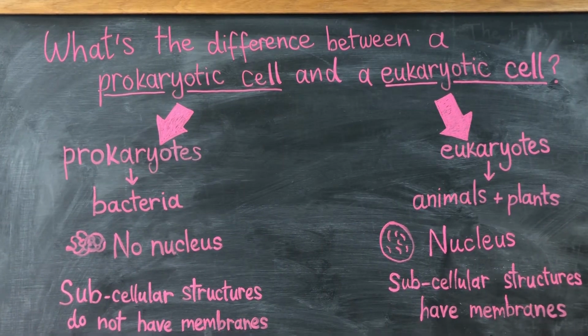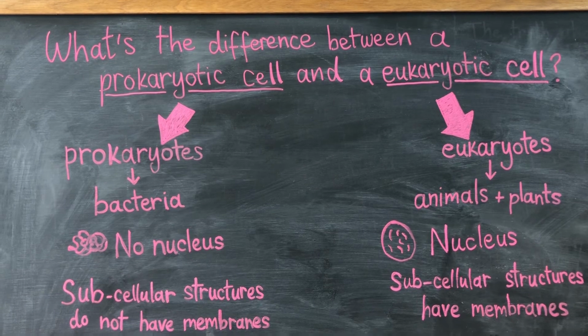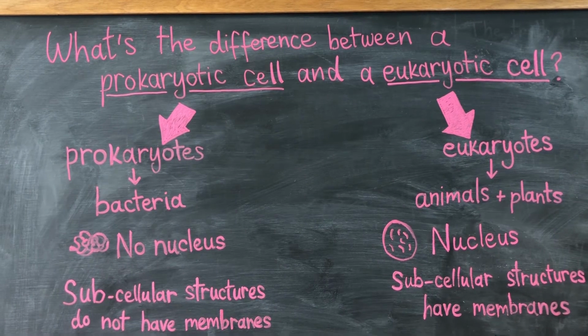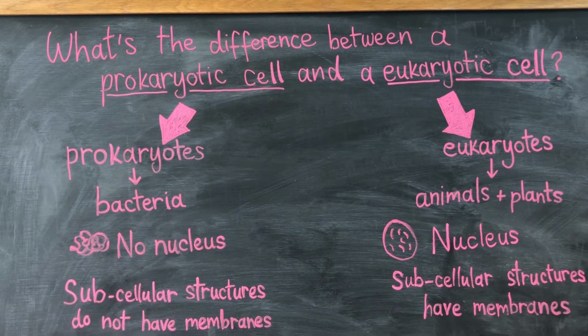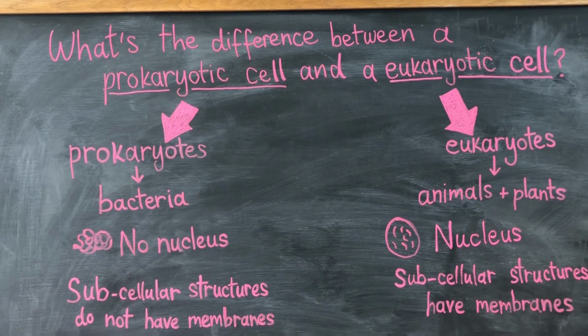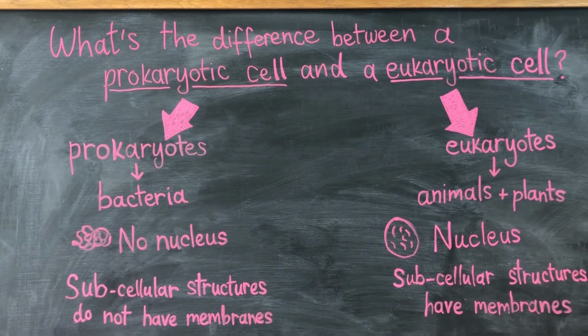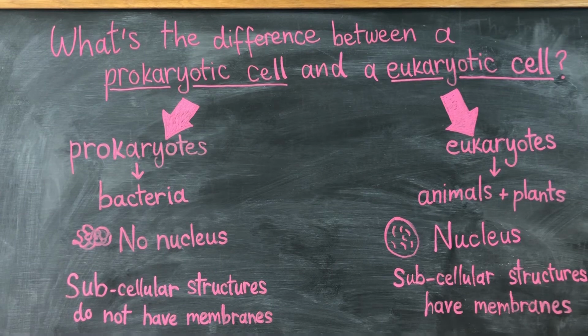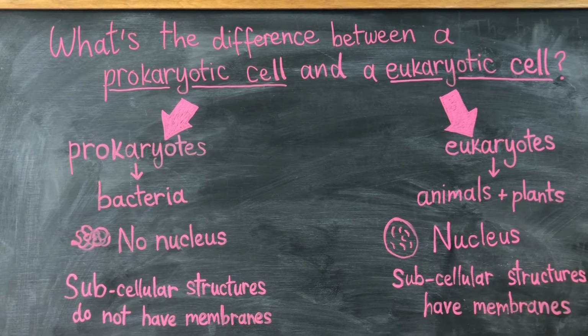So there you have it, we've answered today's question. What is the difference between a prokaryotic cell and a eukaryotic cell? So first of all, they're found in different organisms. Prokaryotic cells are found in prokaryotes or bacteria, whereas eukaryotic cells are found in eukaryotes or animals and plants.